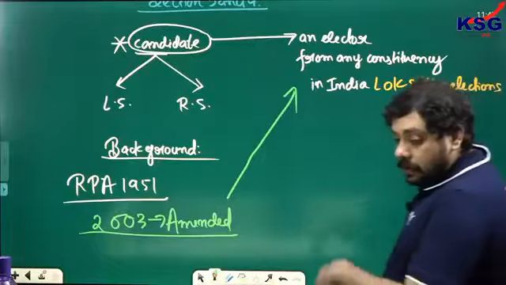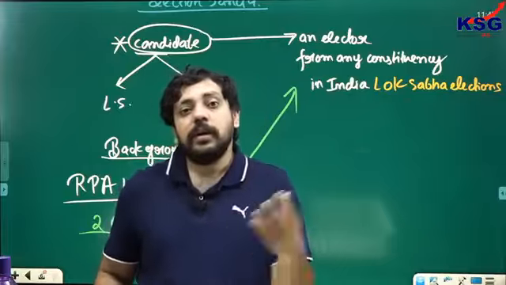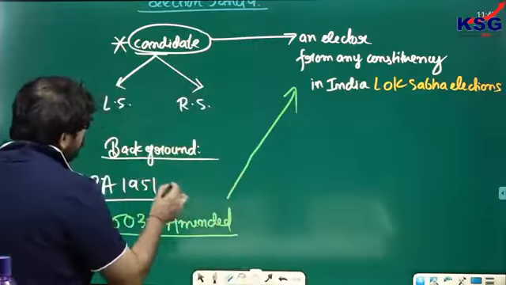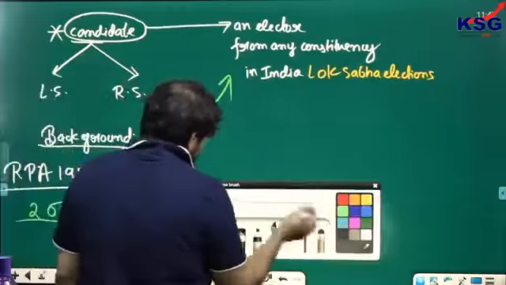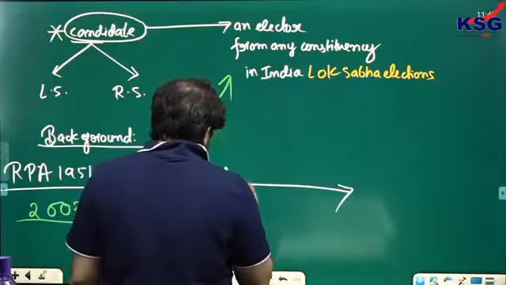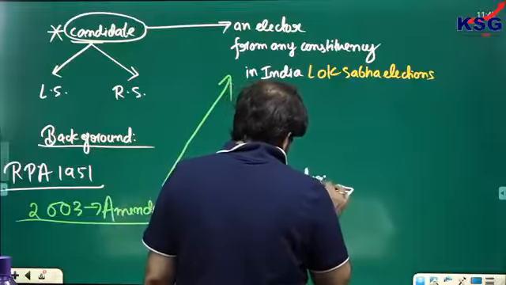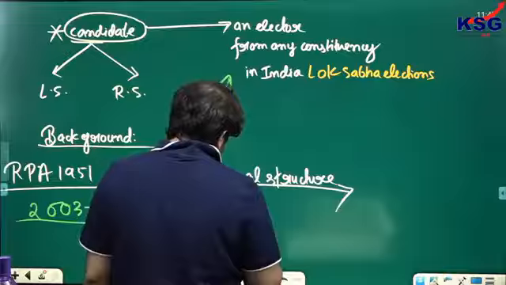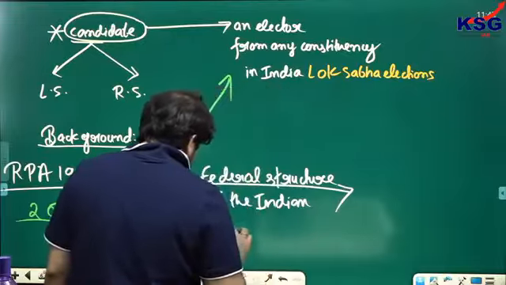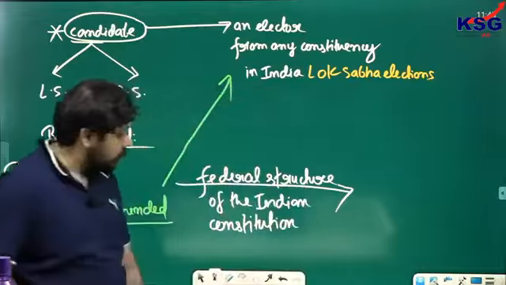The criteria that this person must be from the state of which the Rajya Sabha member is being elected was taken away. Clear? Now, this went to the Supreme Court as a challenge, stating that this kind of amendment violated the federal structure of the Indian Constitution. The Supreme Court took a note of this.